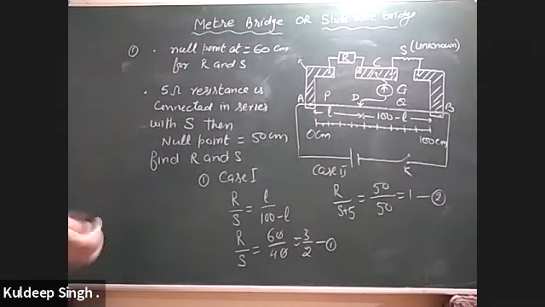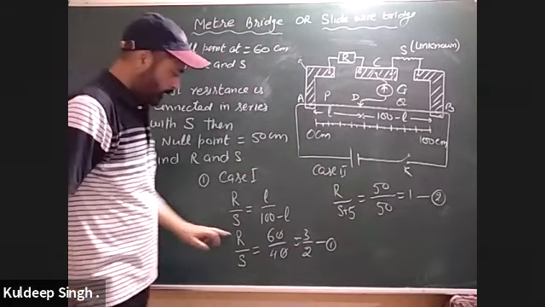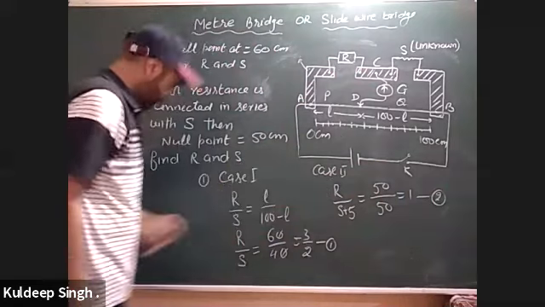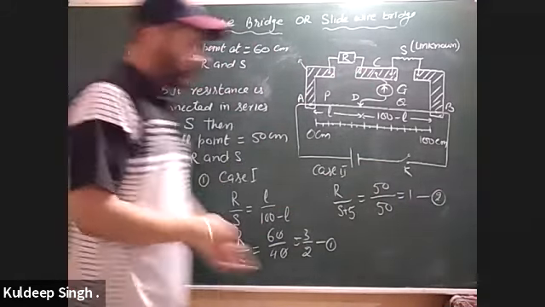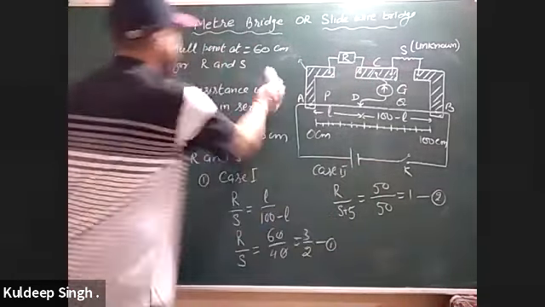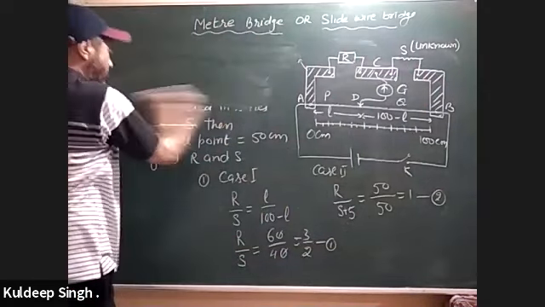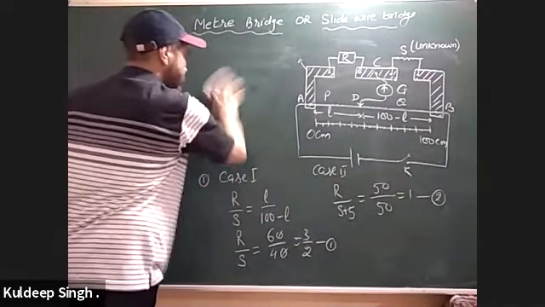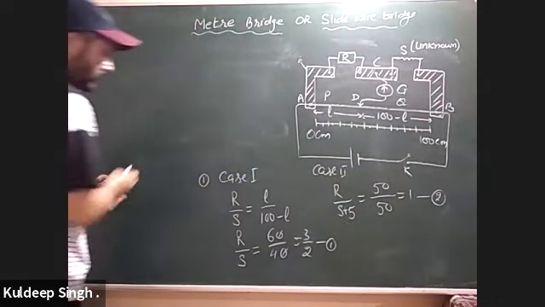So we can solve these two equations. You can divide these two. If I divide these two, then R will be cancelled. So try to solve. Pause the video and try to solve it yourself. Find out what will be the answer.